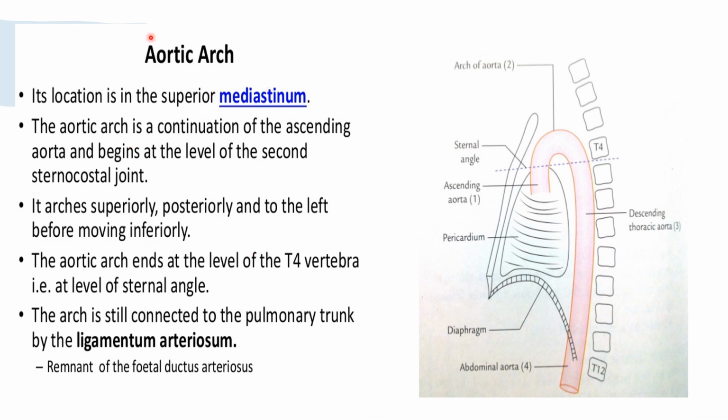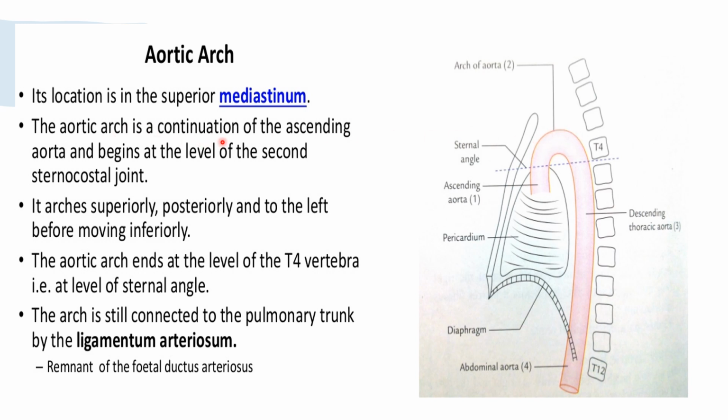Coming to the arch of aorta or the aortic arch. Its location is in the superior mediastinum, as you can see in this diagram. You can also see an imaginary line passing from the manubriosternal joint up to the lower border of T4, which divides the mediastinum into superior and inferior mediastinum. So the arch of aorta lies in the superior mediastinum.